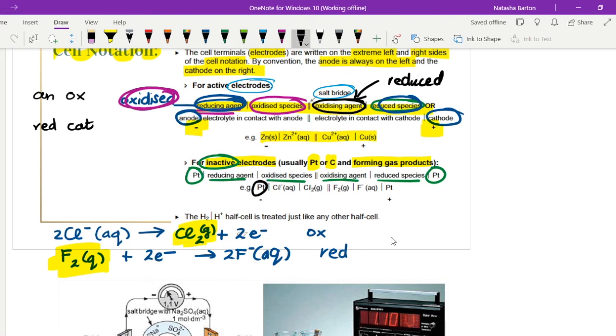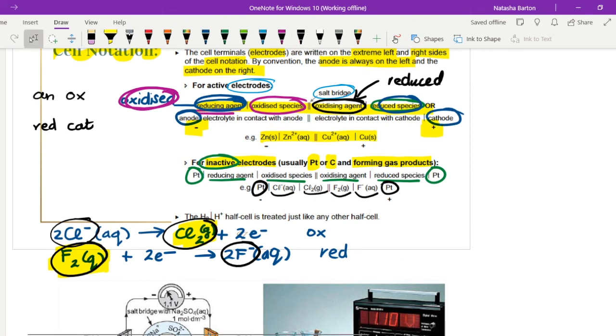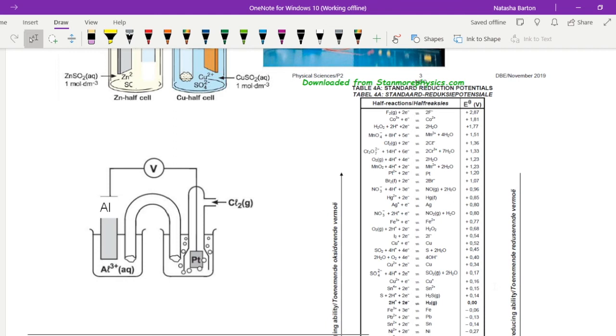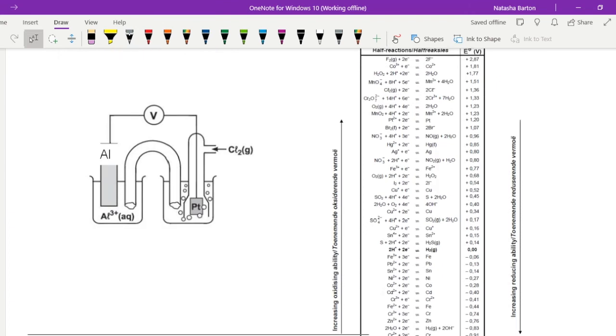Then we have the reducing agent, the oxidized species. Reducing agent, oxidized species. Then we have the oxidizing agent and then the reduced species. Oxidizing agent, reduced species. And then we have the other inactive electrode. So that's basically it. I'd like to show you guys just one more example. What you should understand is if you write your oxidation half reaction at the top and reduction half reaction at the bottom, you should be able to write this down without actually remembering the order.